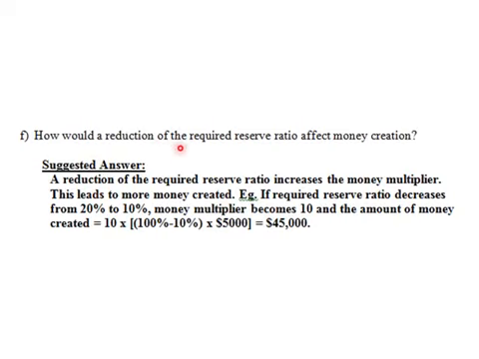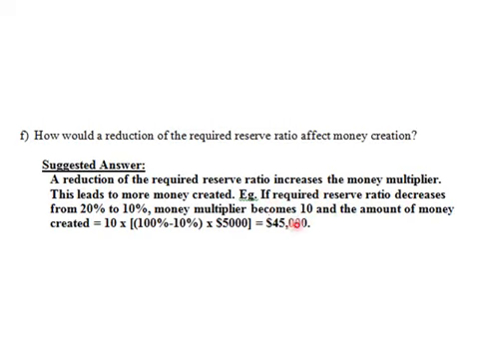Now, how would a reduction of the required reserve ratio affect money creation? This means, what if the central bank reduces the required reserve ratio? It could be telling the bank, no need to keep 20% of the deposit, just keep 10% will do. Now, when the banks need to keep less required reserves, it can lend out more. So let's use the formula. If you use K, 1 over 0.1, you get 10 times. Your K becomes 10 times.